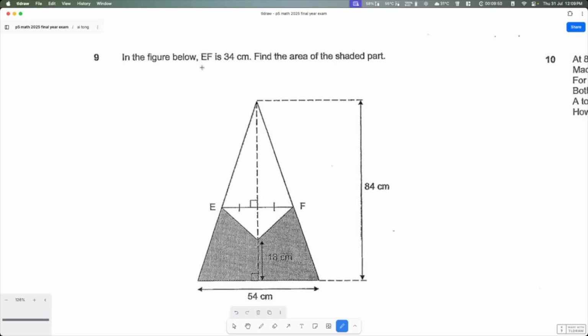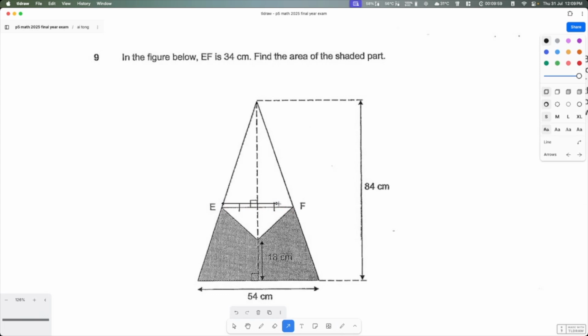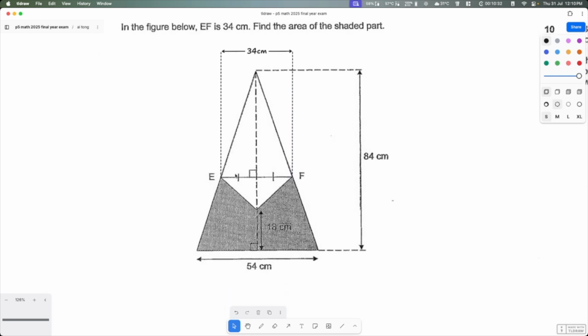In the figure below, EF is 30 centimeters. So EF over here is 30 centimeters. I'm going to draw an arrow to say this is 34, not 30, 34 centimeters in this case. So I'm just going to draw a line that says EF over here, even though it's not very straight, something like this, and then over here as well, so 34. Find the area of the shaded part in this case.